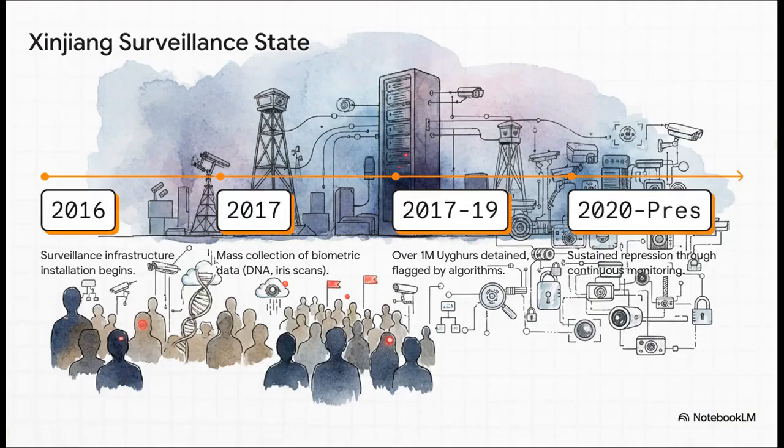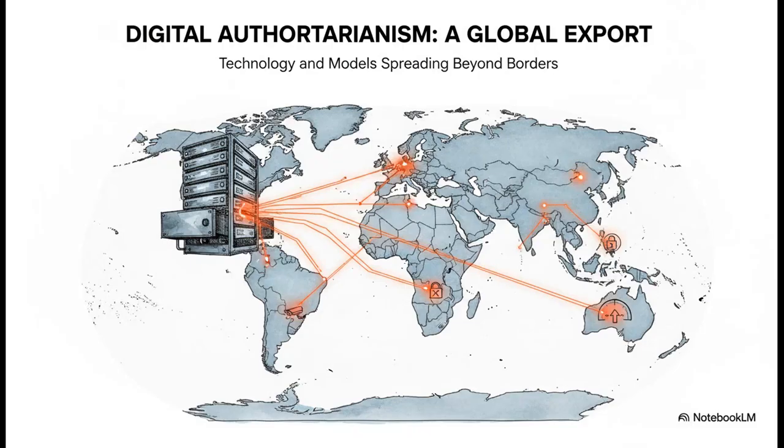And if you want to see this system at its most extreme, you have to look at the Xinjiang region. I mean, just look at this timeline. It is absolutely chilling. In just a couple of years, a complete surveillance state was built from the ground up. This led to the detention of over 1 million Uyghur people. And many of them were flagged not by a person, but by an algorithm, for doing things like praying or just having family overseas.